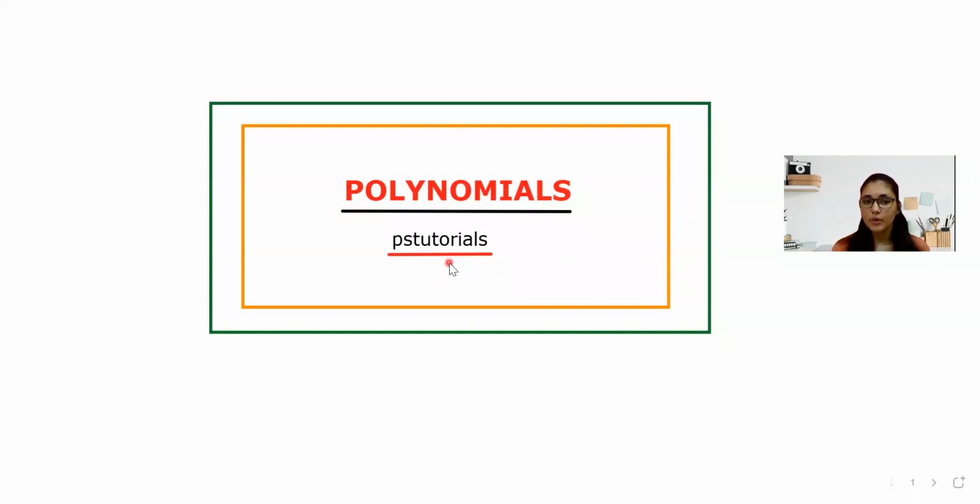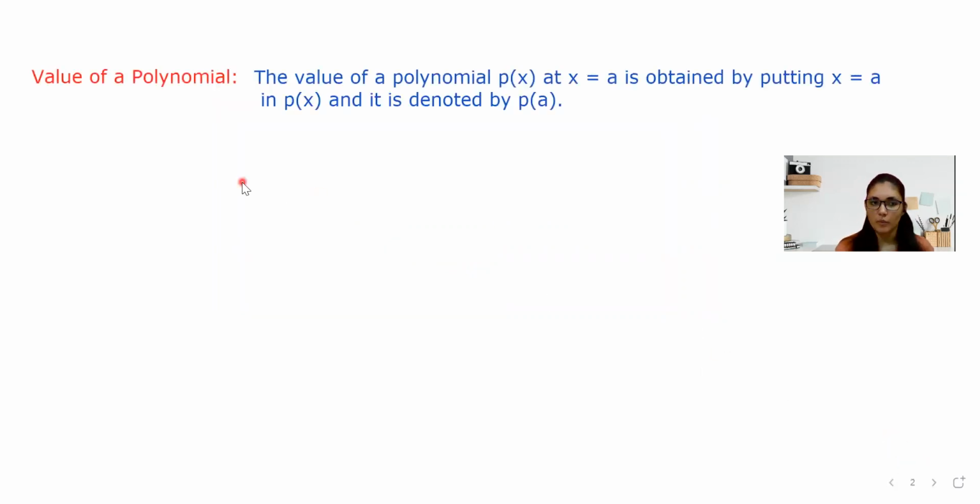So in this session, we're going to learn about the value of a polynomial, zeros of a polynomial, and we will also learn the factor and remainder theorem. So let's start today's session with the next topic, that is the value of a polynomial.